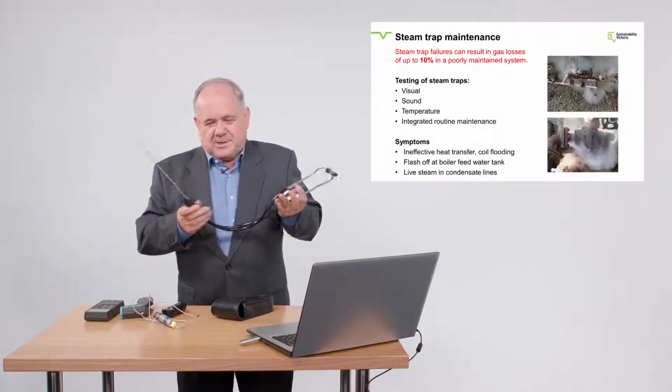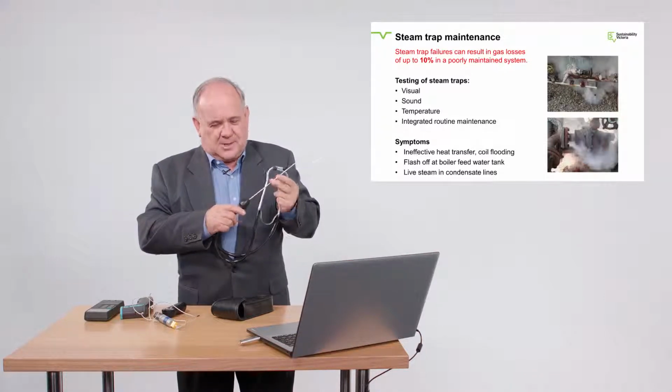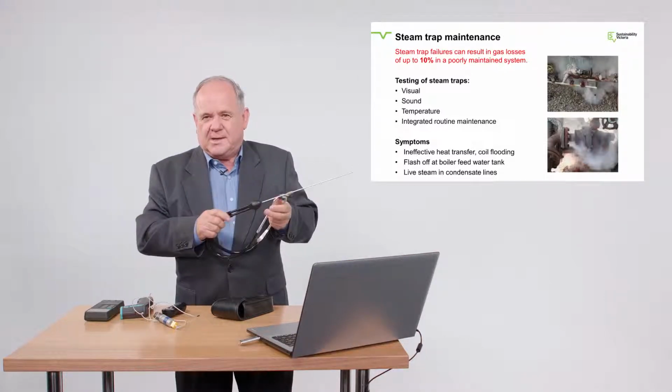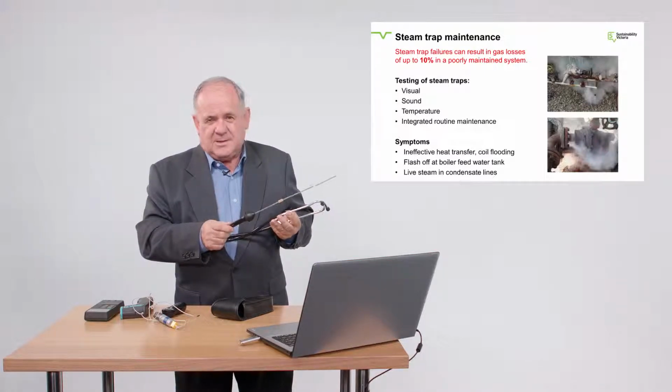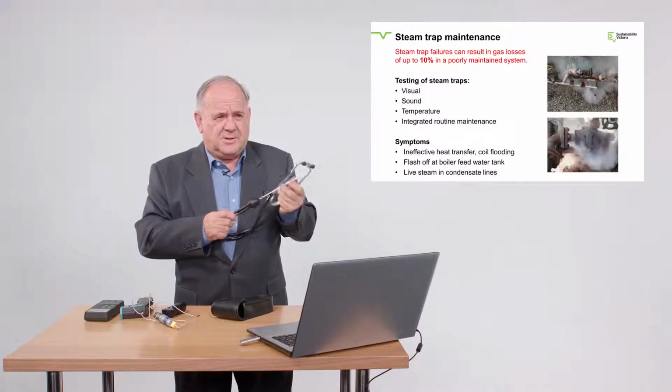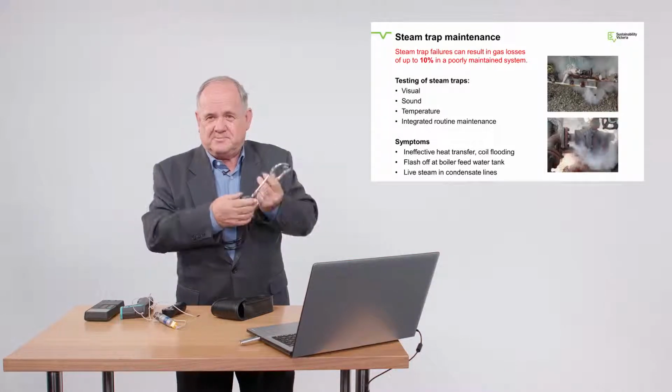You can get something a bit flashier than that called an ultrasonic stethoscope, which has an amplifier in there and gives you indications of fail and pass and everything. They're only $300 or $400, but this does the job normally.